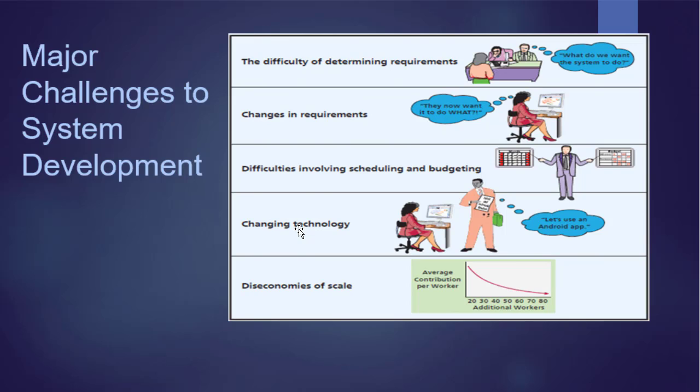And so lastly here, another challenge to system development is diseconomies of scale. That's where, because we add more people to a project, it doesn't necessarily mean we're going to be able to finish the project earlier. And so you run into those problems in terms of being over budget.